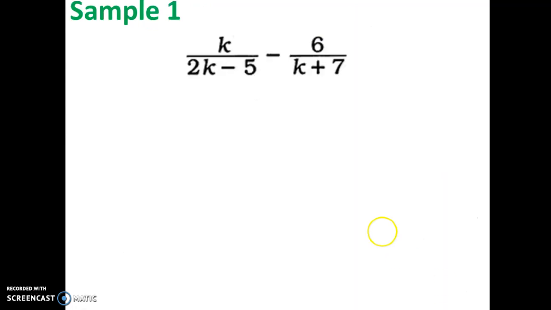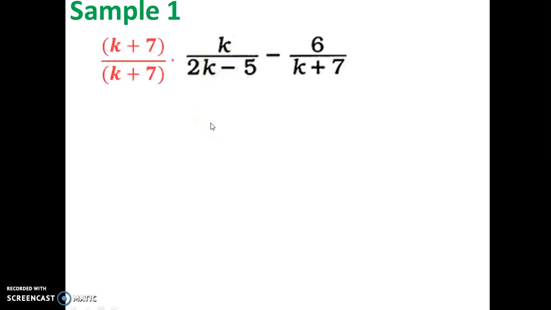All right, let's look at another sample. Here's one that has two fractions. Now we're subtracting. All right, same rule applies though. We need a common denominator, which we do not have. This cannot be factored, neither can this. So we're looking at these right now. In order to make this denominator and this one the same, this one needs to have this in it, and this one needs to have this in it.